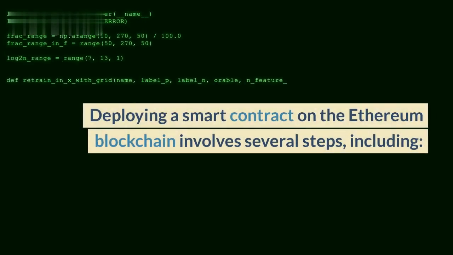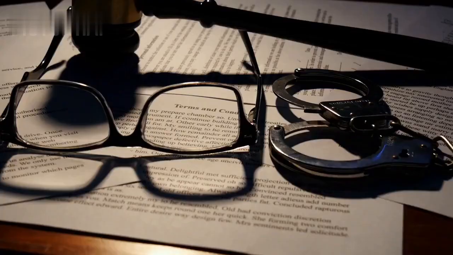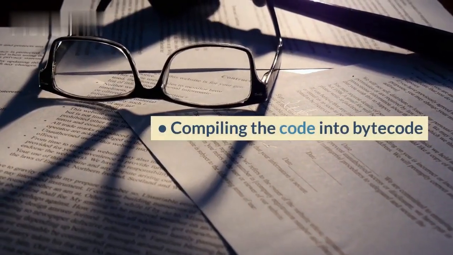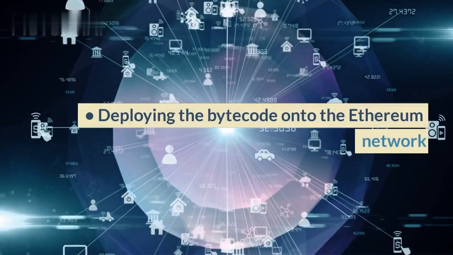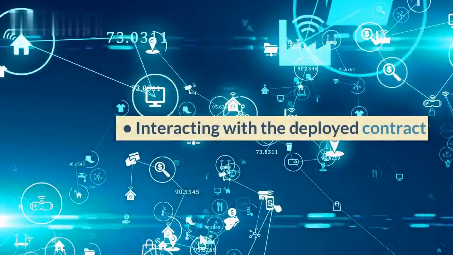Deploying a smart contract on the Ethereum blockchain involves several steps, including writing and testing the contract code, compiling the code into bytecode, deploying the bytecode onto the Ethereum network, and interacting with the deployed contract.